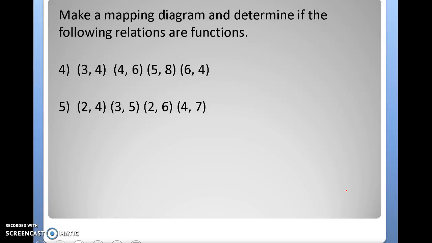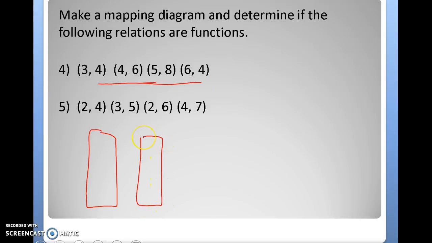Let's take a look at some same situations, except this time they're not listed as a mapping diagram. Let me write example number 4 as a mapping diagram here. So I have my input values, I'm going to put those here, and I have my output values, I'll put those here. When I plug in a 3, I know what I'm going to get is a 4. That's the first example. When I plug in a 4, I know I'm going to get a 6. When I plug in a 5, I know I'm going to get an 8. And when I plug in a 6, I know I'm going to get a 4.